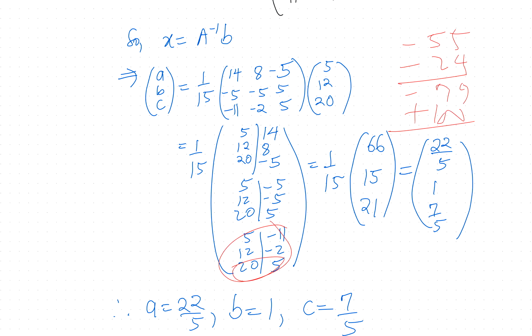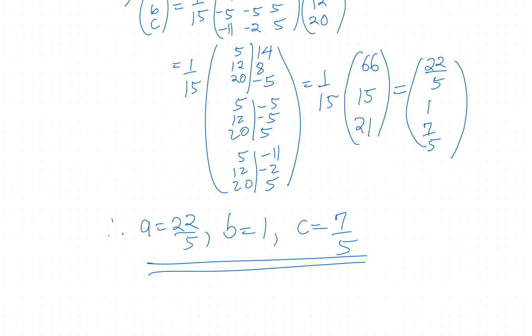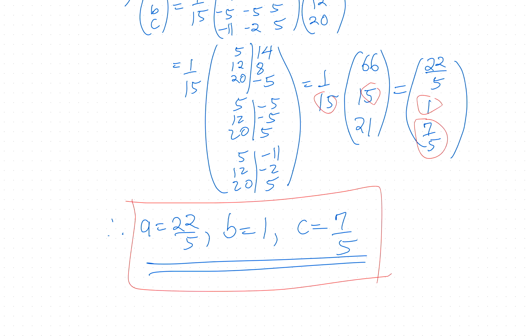And now you can take the 1 over 15 inside. You have 66 over 15. That's 3 in 66, that's 22. 3 in 15, that's 5. Then 15 divided by 15 for this, you have 1 here. Then 21 over 15, right? 3 in 21, that's 7. 3 in 15, that's 5. So finally, you can now say your A, B, and C are these values. A is 22 over 5, B is 1, and C is 7 over 5.